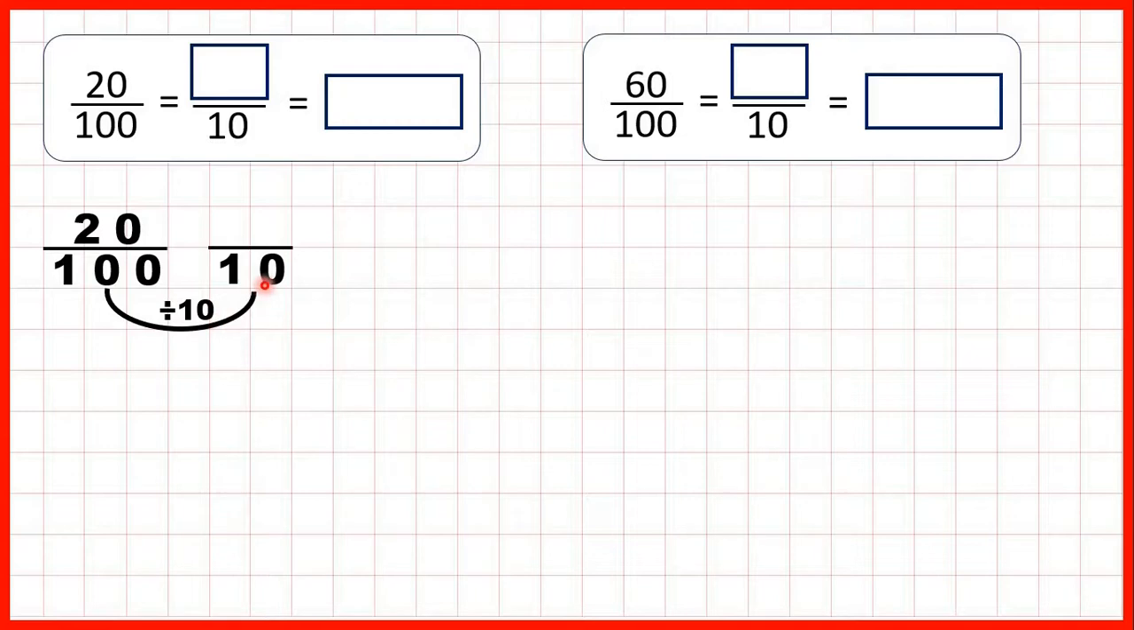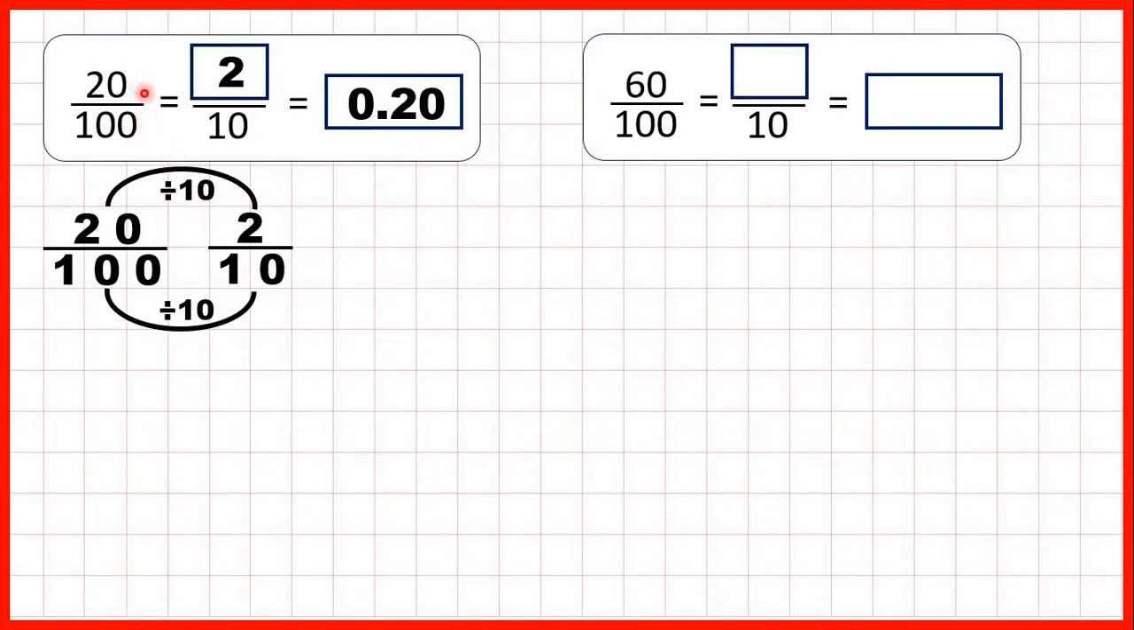10. When we're finding equivalent fractions, what we do to the denominator, we need to do to the numerator as well, and 20 divided by 10 is 2. So 20 hundredths is equivalent to 2 tenths. We can write 20 hundredths as 0.20. So because there's a denominator of 100, we need 2 digits after the decimal point.